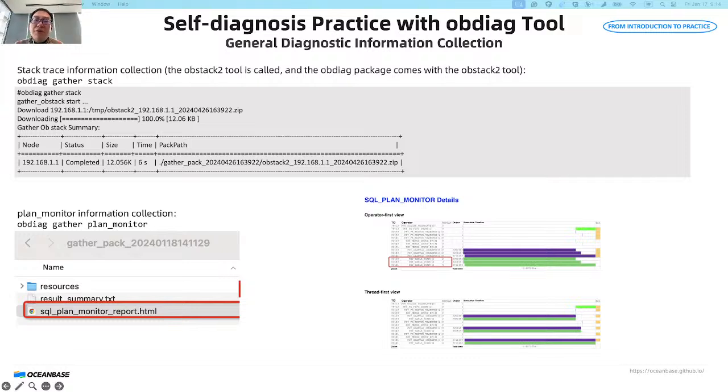Next, I will show you two examples. One is to collect stack trace information. The other is to collect plan monitor information. After stack trace information is collected, it will be stored in a compressed file, and the users can view it. The SQL execution information will be stored as an HTML file.